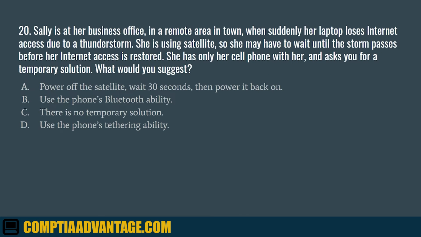Question 20. Sally is at her business office in a remote area in town, when suddenly her laptop loses internet access due to a thunderstorm. She is using satellite, so she may have to wait until the storm passes before her internet access is restored. She has only her cell phone with her and asks you for a temporary solution.